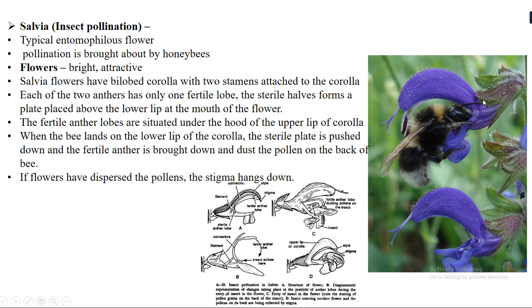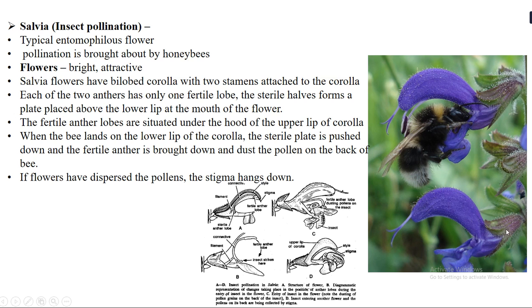Only when the flower is bright and attractive will it attract the insects to take the nectar, and then these insects will come and take the pollen grains along with them. The salvia flower has a bilobed corolla with two stamens attached to the corolla.